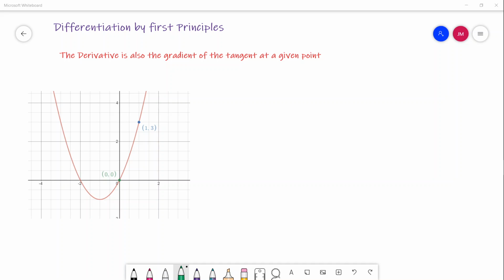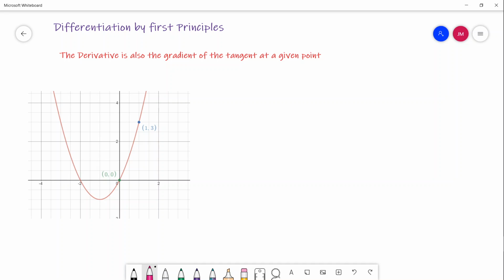This lesson, we're starting our look at calculus, and we're going to start with differentiation by what's called first principles. Before we even get into it, we need to do a little bit of background theory. The derivative is also known as the gradient of the tangent at a given point. If you remember, a tangent line is a line that only just touches a graph.